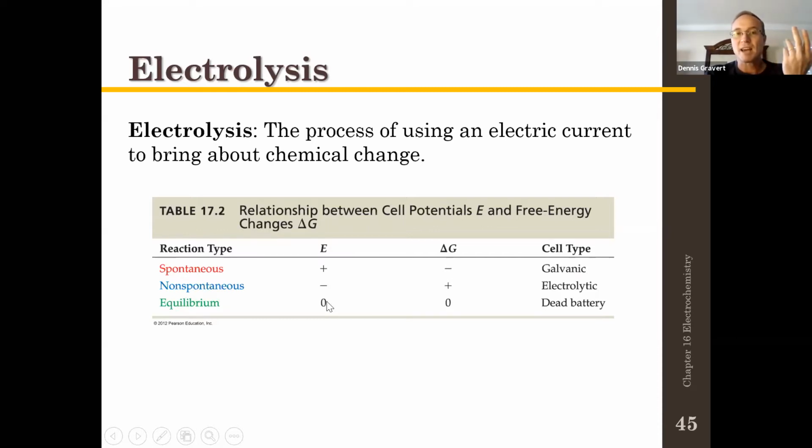And then if you have a dead battery, you're at equilibrium. And when you're at equilibrium, delta G is equal to 0. And it turns out your standard potential is also 0 at equilibrium. And that means no voltage, it's a dead battery.